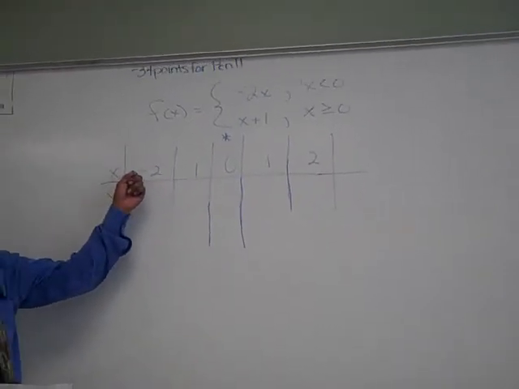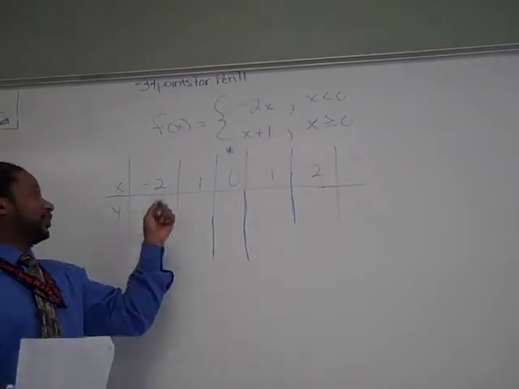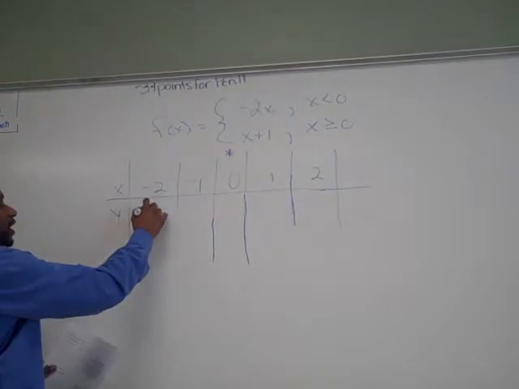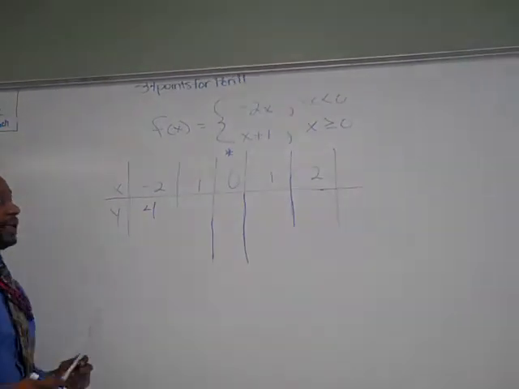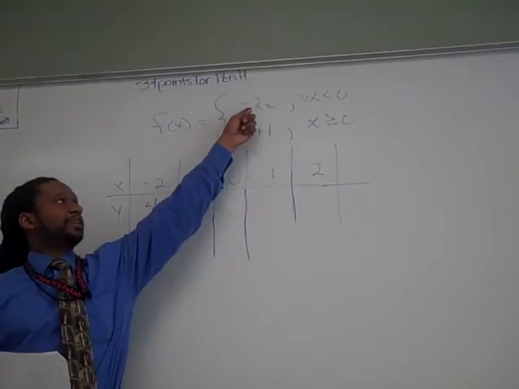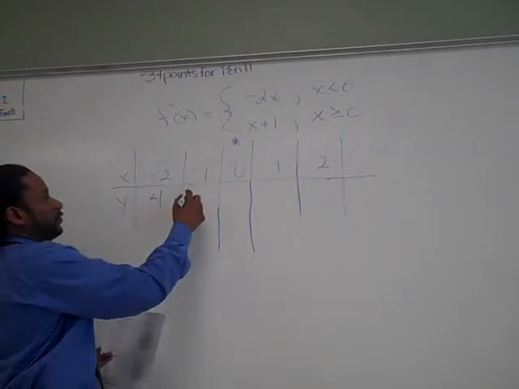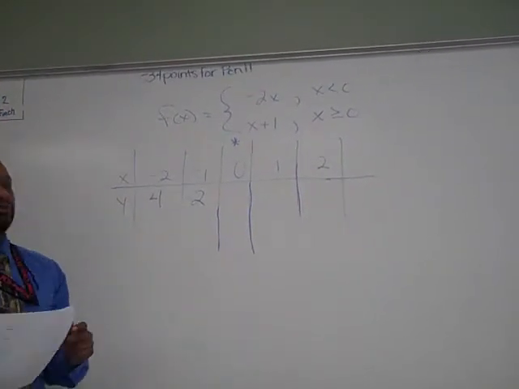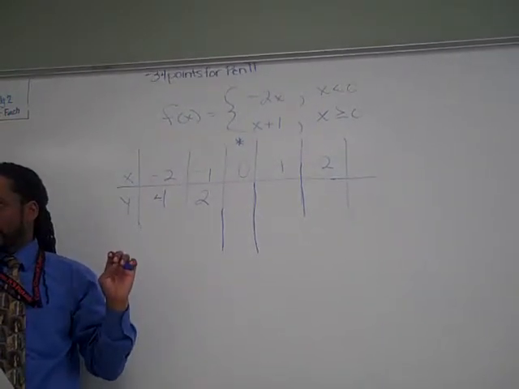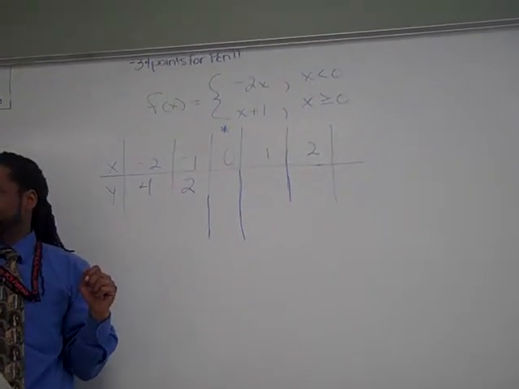So, -2. Am I going to use my top linear equation or my bottom linear equation? The top, because -2 is less than 0. So that will give me 4. Now, -1. Top or bottom? The top one. So that gives me 2. Did you notice that whatever was on the left was the top equation? And probably whatever's on the right side will be the bottom equation.